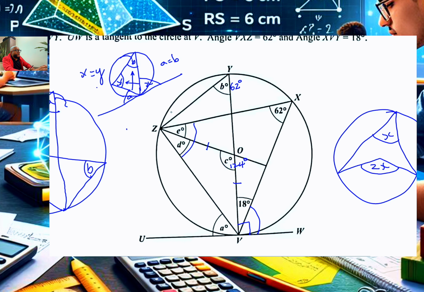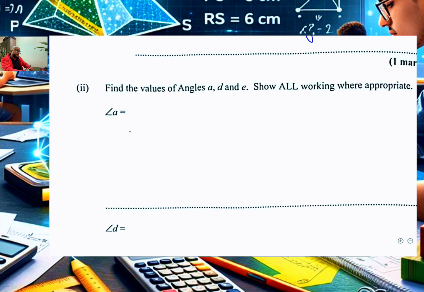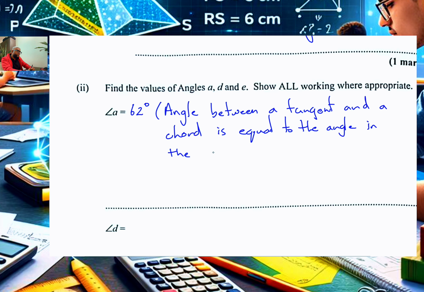I'll say it again. Angle between a tangent and a chord is equal to the angle in the alternate segment. On this side, same thing applies. Angle between a tangent and a chord, this is another chord, is equal to the angle in the alternate segment, right? So this angle A will be equal to the angle in the alternate segment. A is equal to 62 degrees.